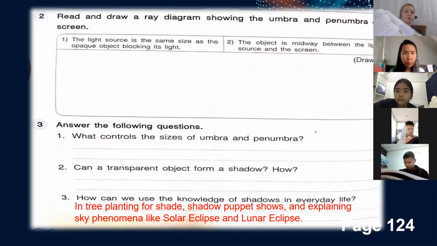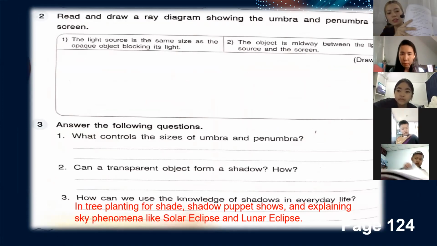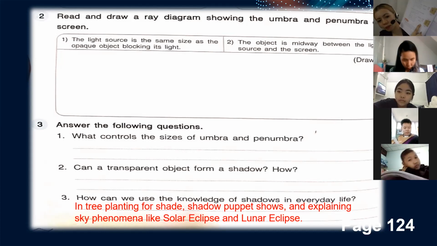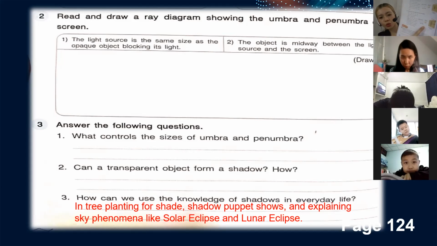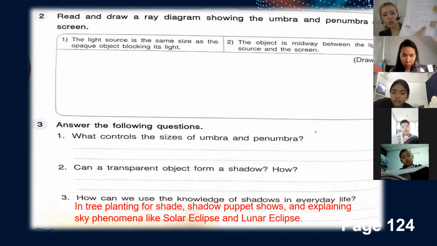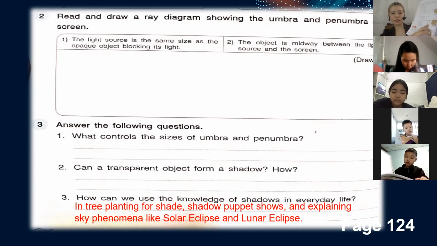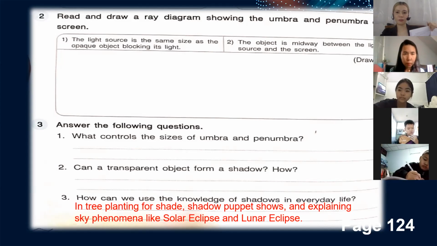Look at page 122, case 2. You can see that here, page 122, case 2. So you draw this one. You draw a light source and the object with the same size. Okay? Start now.